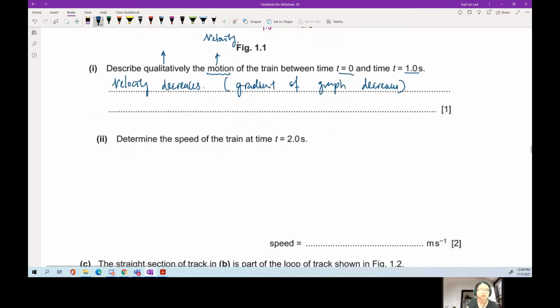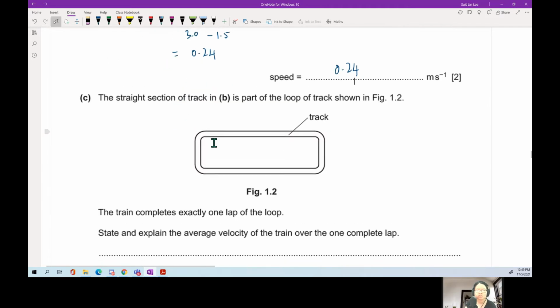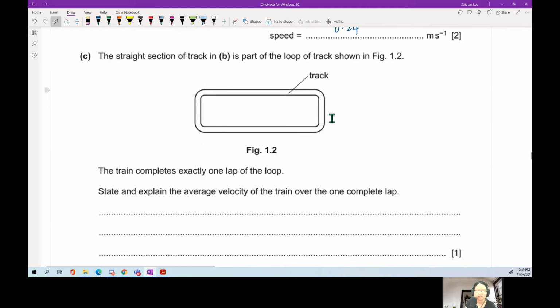Two marks, so I must state my intent. Speed is equal to the gradient of the graph. The gradient here will be 0.56 minus 0.20 divided by 3.0 minus 1.5. That would give me 0.24 meter per second. Easy kill. Moving on.